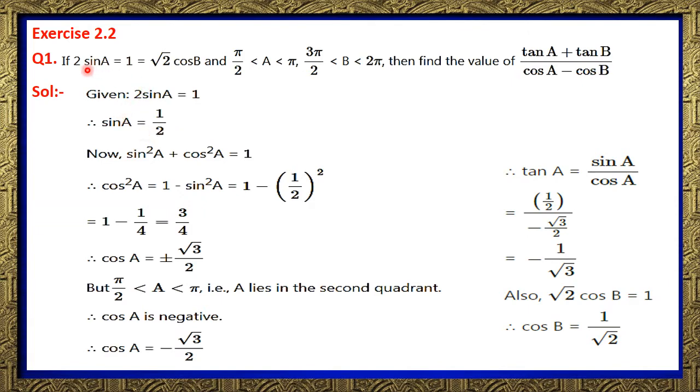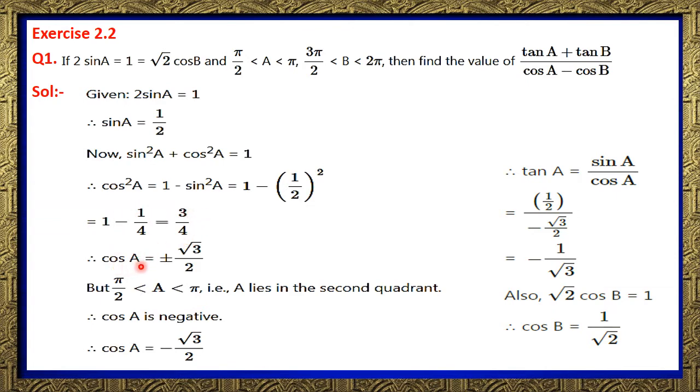So we will consider the first part of the equation. 2 sin A is equal to 1. Then we know sin A is equal to 1 upon 2. Now we have the identity sin square A plus cos square A is equal to 1, and cos square A is equal to 1 minus sin square A. That is 1 minus (1 upon 2) the whole square. That means 1 upon 4. Then 1 minus 1 upon 4 is equal to 3 upon 4. And cos square A is equal to 3 upon 4.